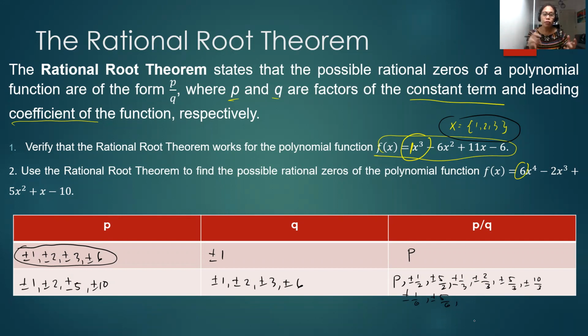Now, in identifying the possible rational zeros for number 2, these are just our selection. So you don't need to consider the set of all real numbers to find the zeros. Your choices are now narrowed down to this p over q, and that's the purpose of the rational root theorem.